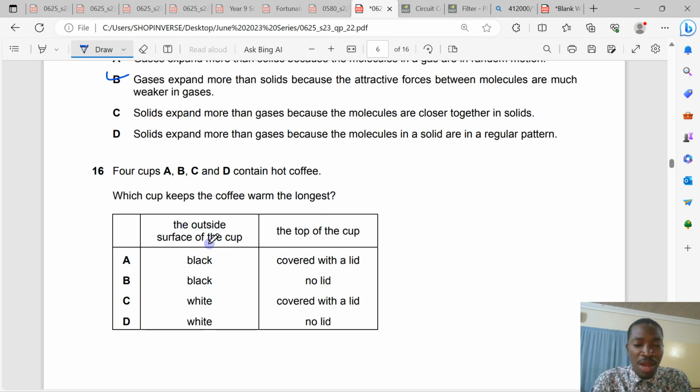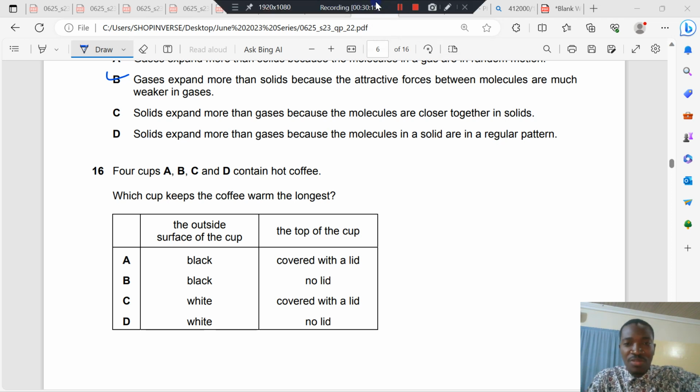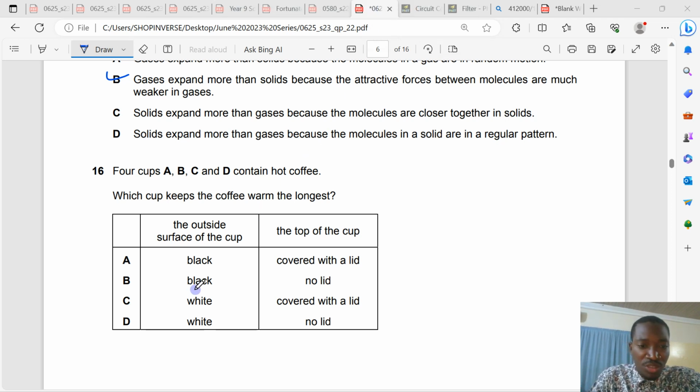We know that black surfaces are poor transmitters of thermal energy. Okay, as we were saying, dark surfaces are poor transmitters of thermal energy. So if the surface is black, it means it won't give out the heat. So the cup not giving out heat means it is retaining the heat, and it makes the cup warmer for a long period of time. So this black surface will keep the cup warmer. What about here? Covered with lead.